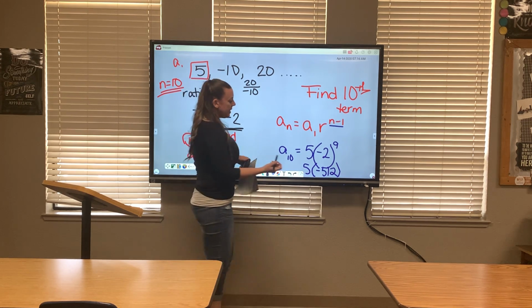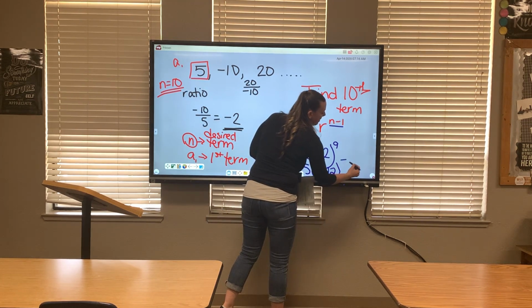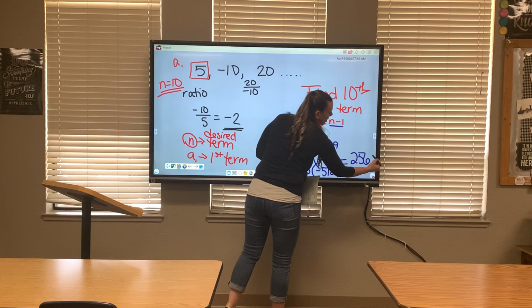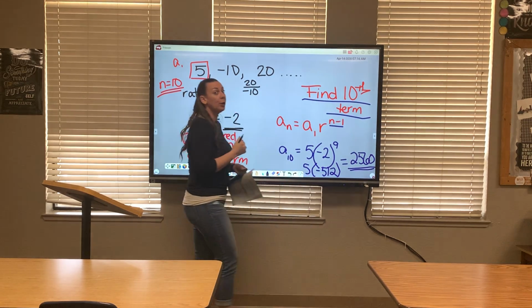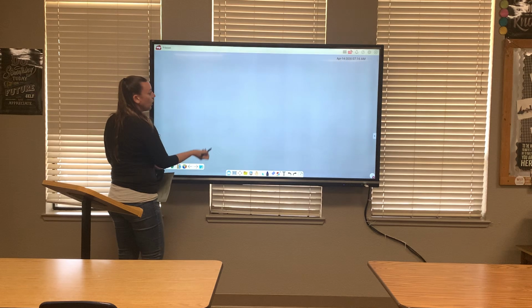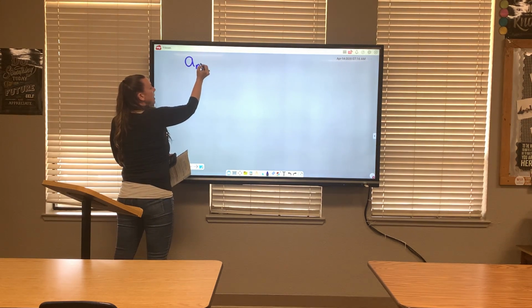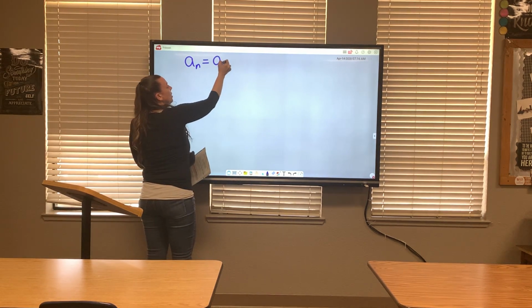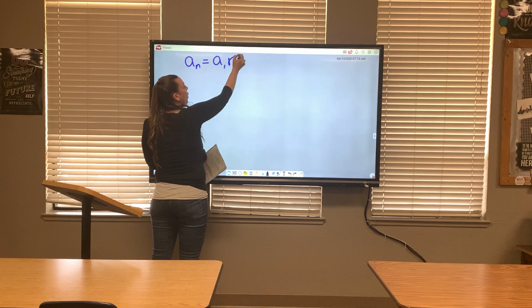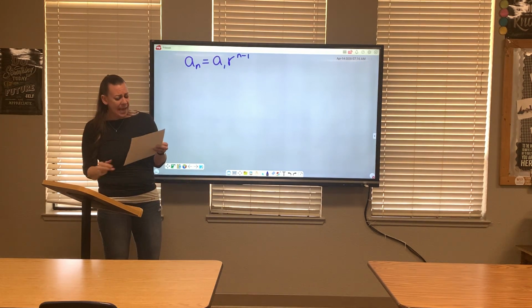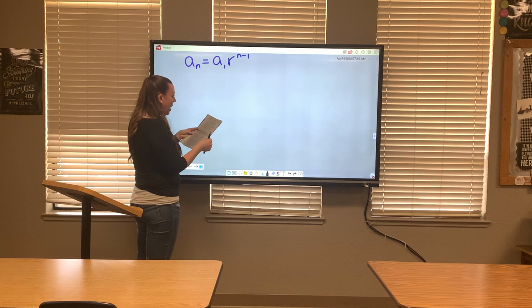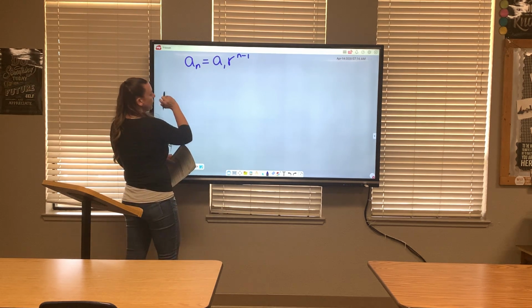Multiplied by 5 is going to give me 2560. Okay, 2560. So that is our 10th term. Let's go ahead and try one more. So I'm going to go ahead and write that formula. a sub n is going to equal a sub 1 times r to the n minus 1 power. Okay, so let's go ahead and do a harder one.